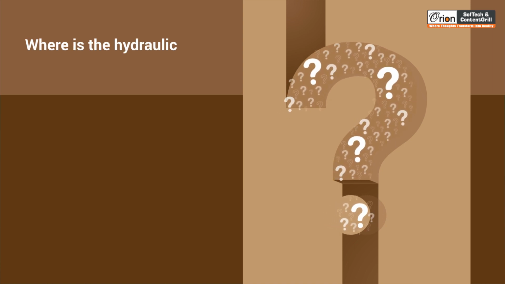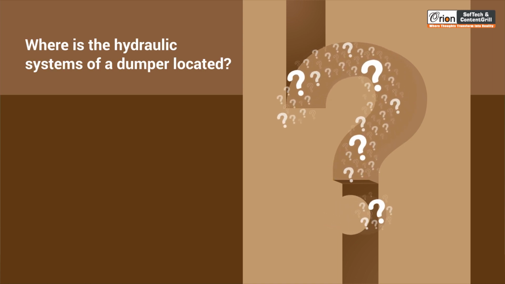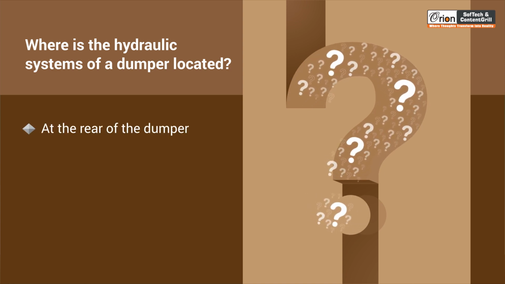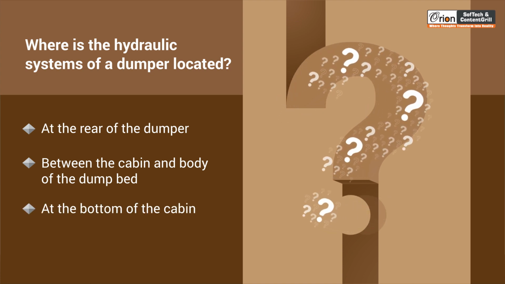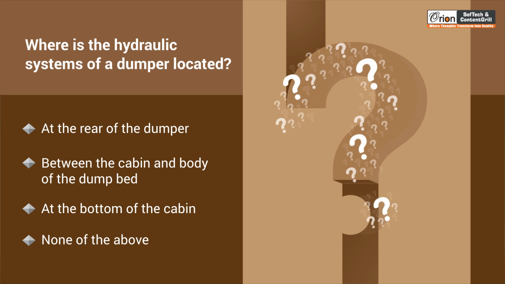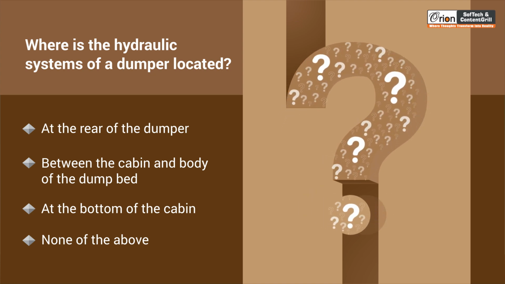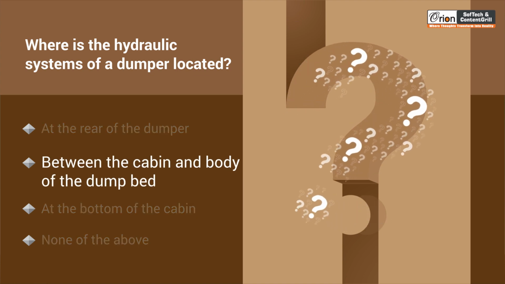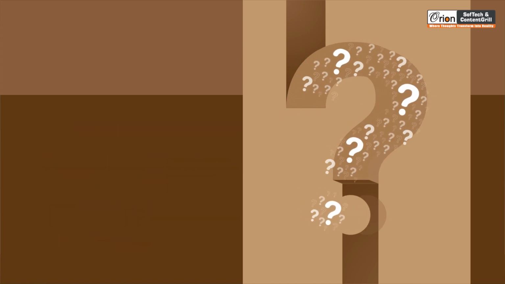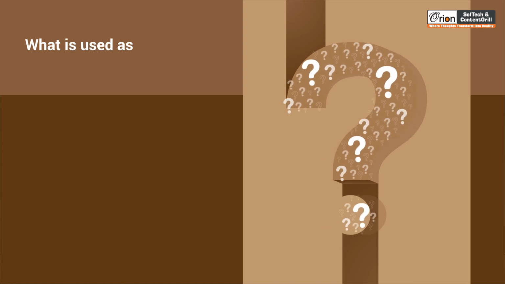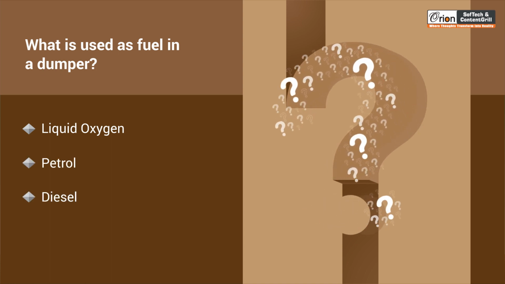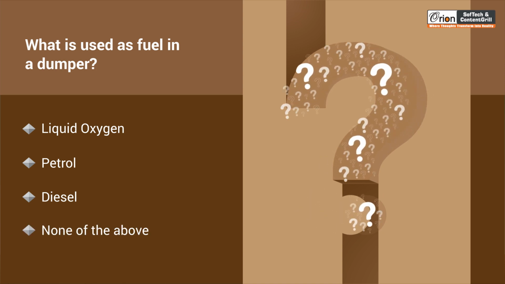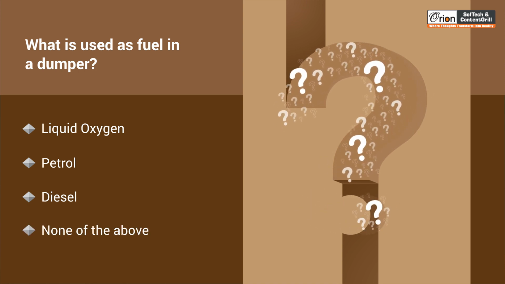Where is the hydraulic system of a dumper located? At the rear of the dumper, between the cabin and body of the dump bed, at the bottom of the cabin, none of the above. Yes, you guessed it right. It's between the cabin and body of the dump bed. What is used as fuel in a dumper? Liquid oxygen, petrol, diesel, none of the above. Yes, you guessed it right. It's diesel.